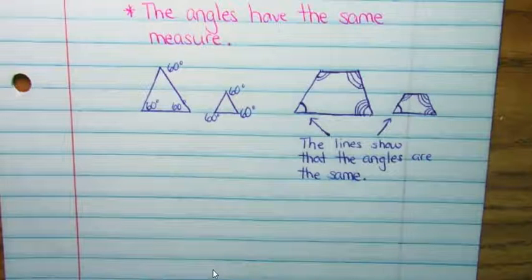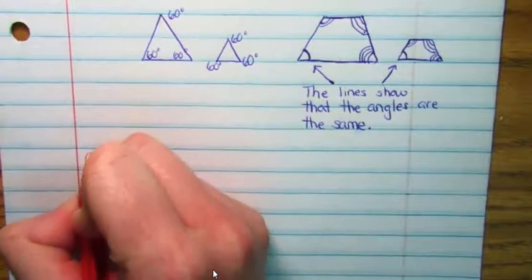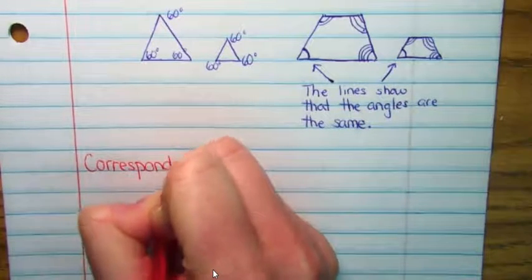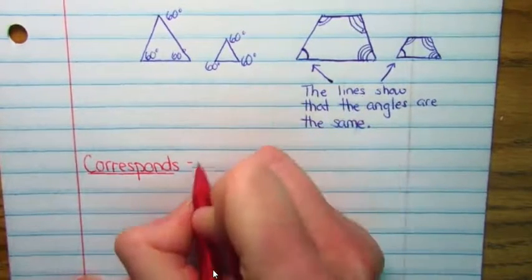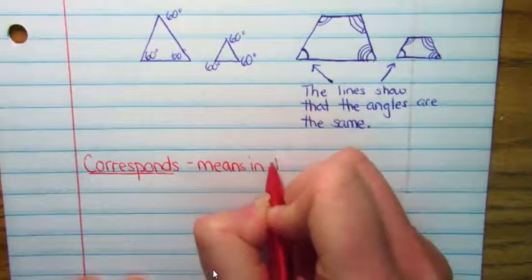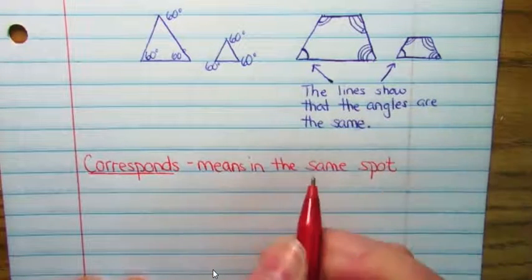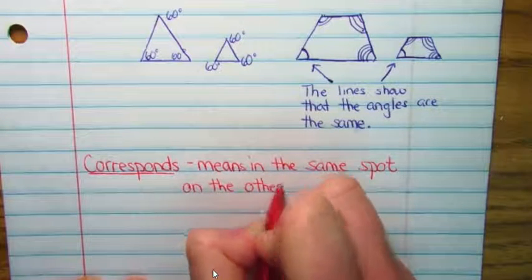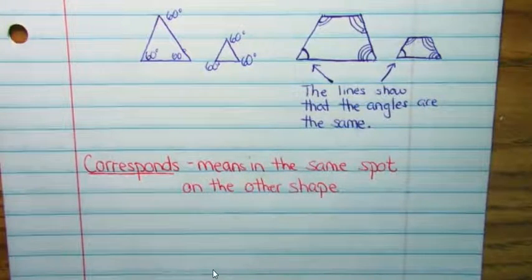So I'm going to choose a different color, and I'm going to write my definition of corresponds. And what corresponds, like we just said, means in the same spot on the other shape. So we'll still have to have 2 shapes and we'll have to be able to match them up.